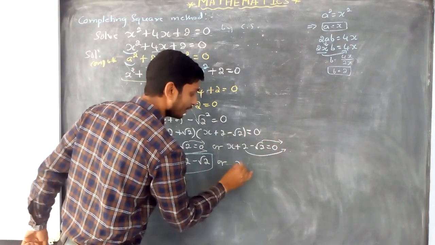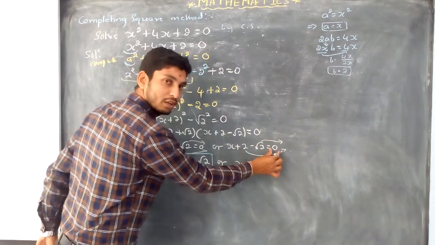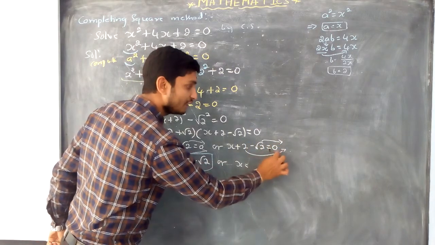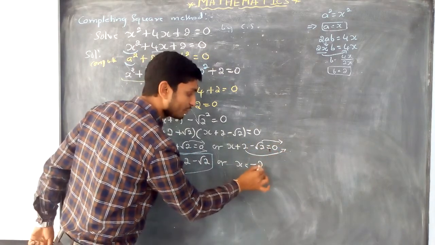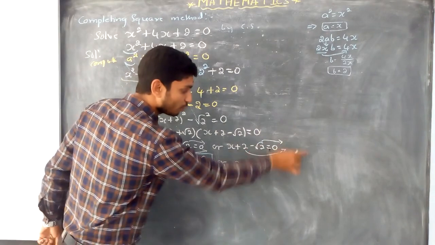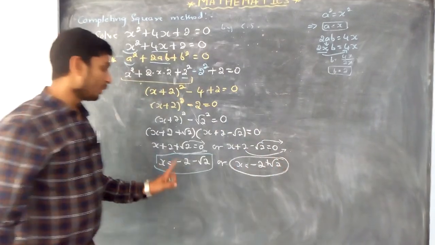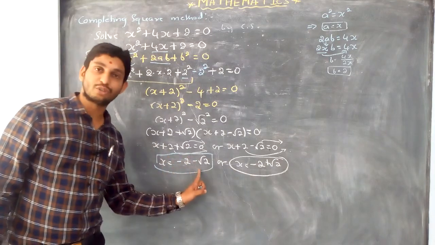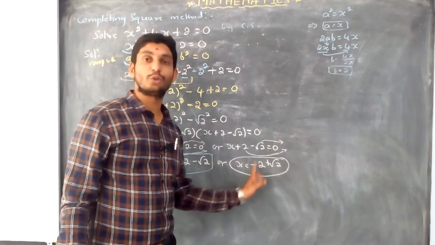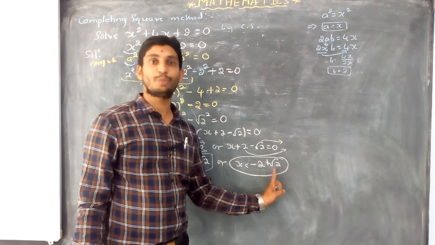Take both of these to the other side: x is equal to 0, plus 2 going to the other side becomes 0 minus 2, which is -2. Minus root 2 going to the other side becomes plus root 2. So one root is -2 -√2, another root is -2 +√2. Hope there is no doubt.